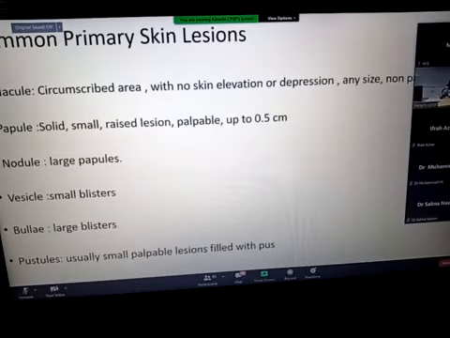So macule is not palpable. It can be of any size. It is a circumscribed area. Papule is palpable, raised, small in size, roughly about 0.5 centimeter. When the size increases, we call it nodule. If it is a lesion containing fluid, we call it vesicle. When the size increases, we call it bullae. If there are lesions filled with pus, we call them pustules. If it is a lesion which is flat, palpable, large, about 1 centimeter, these are called plaques.